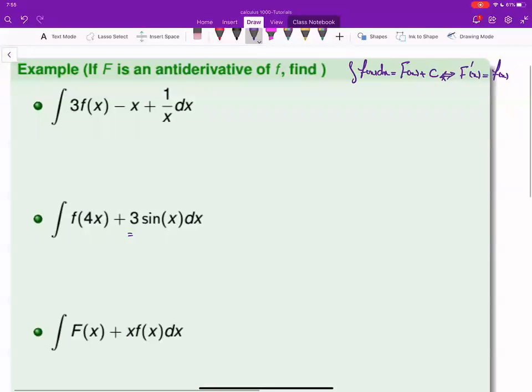Now the question is asking to find the given indefinite integrals. I know that I can separate these. There is a constant, I can take it out, minus the integral of x dx plus the integral of 1 over x dx. The integral of lowercase f dx is uppercase F.